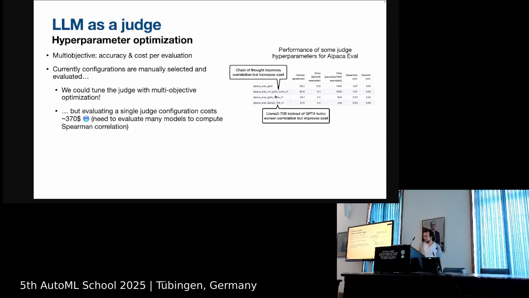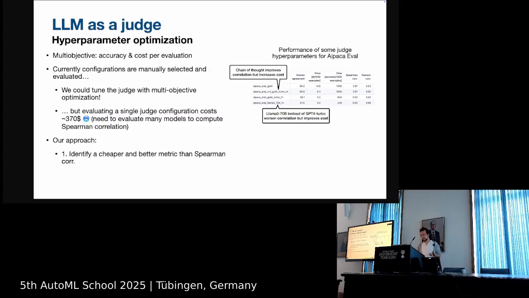Now one problem is that this was not really a paper about how to do hyperparameter optimization, just the way people were doing it. They were evaluating a few configurations. Evaluating a configuration is very expensive, because for this LLM judge configuration, they need to annotate the outputs of many models on many prompts, so on a grid of models and prompts, because they are comparing the ranking. So it makes things very expensive.